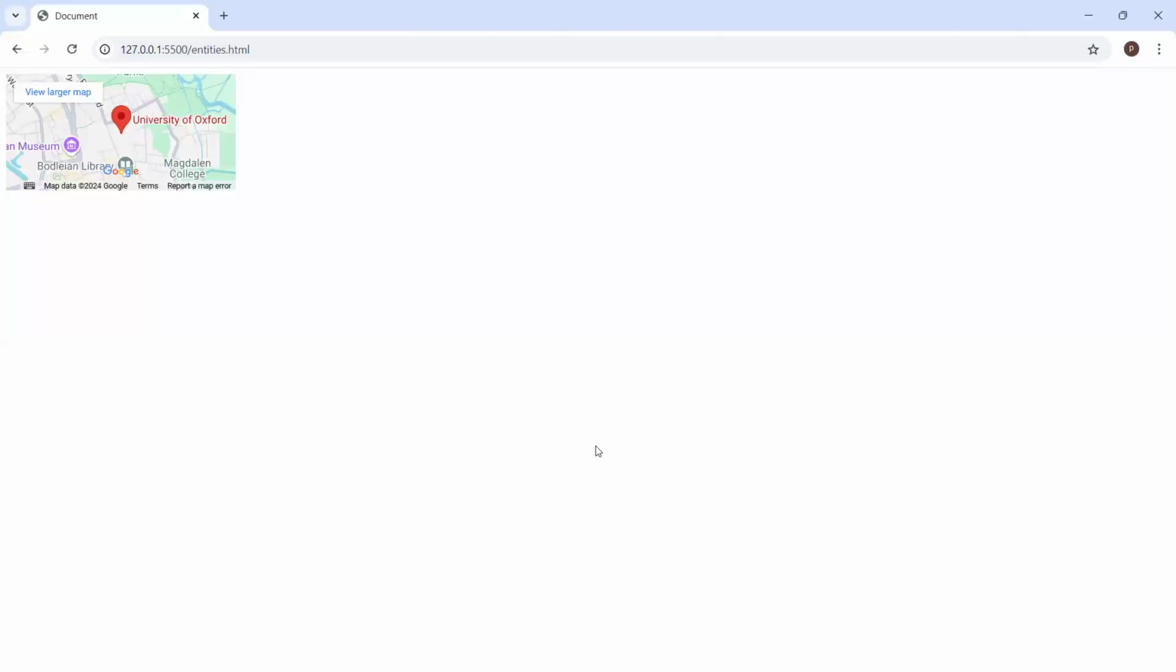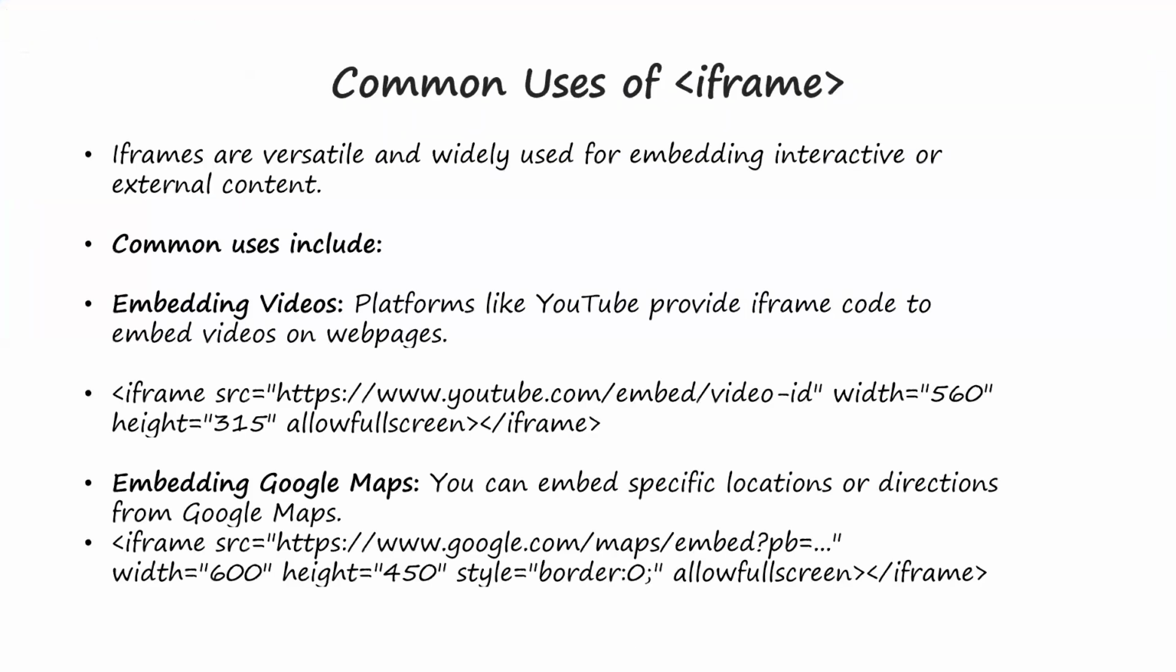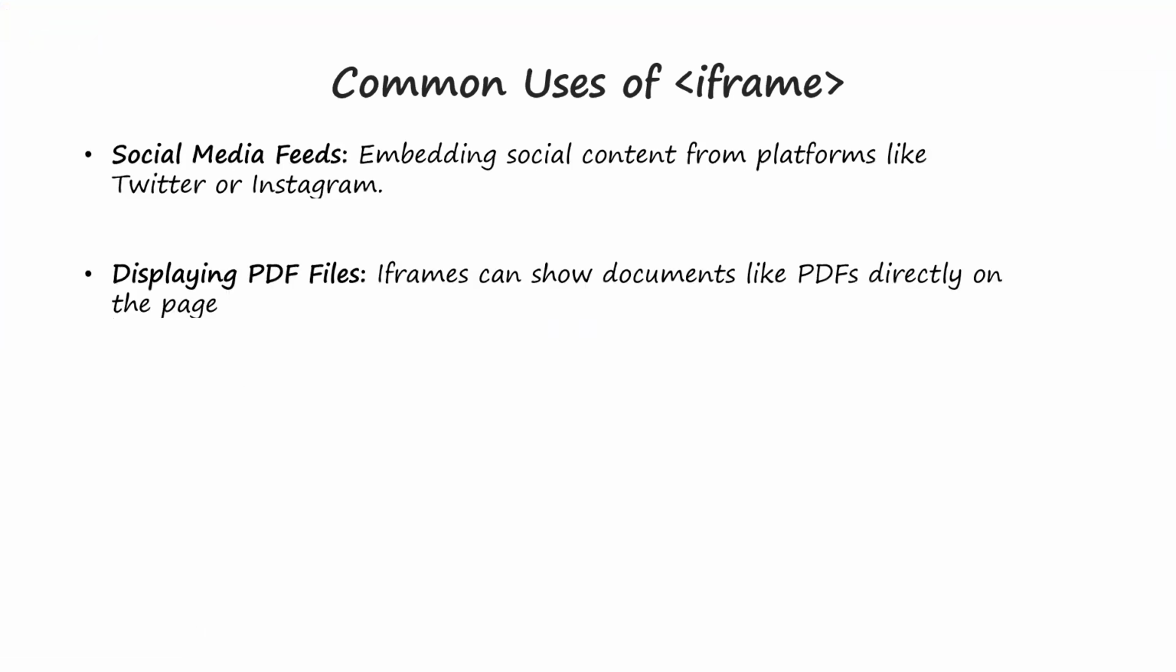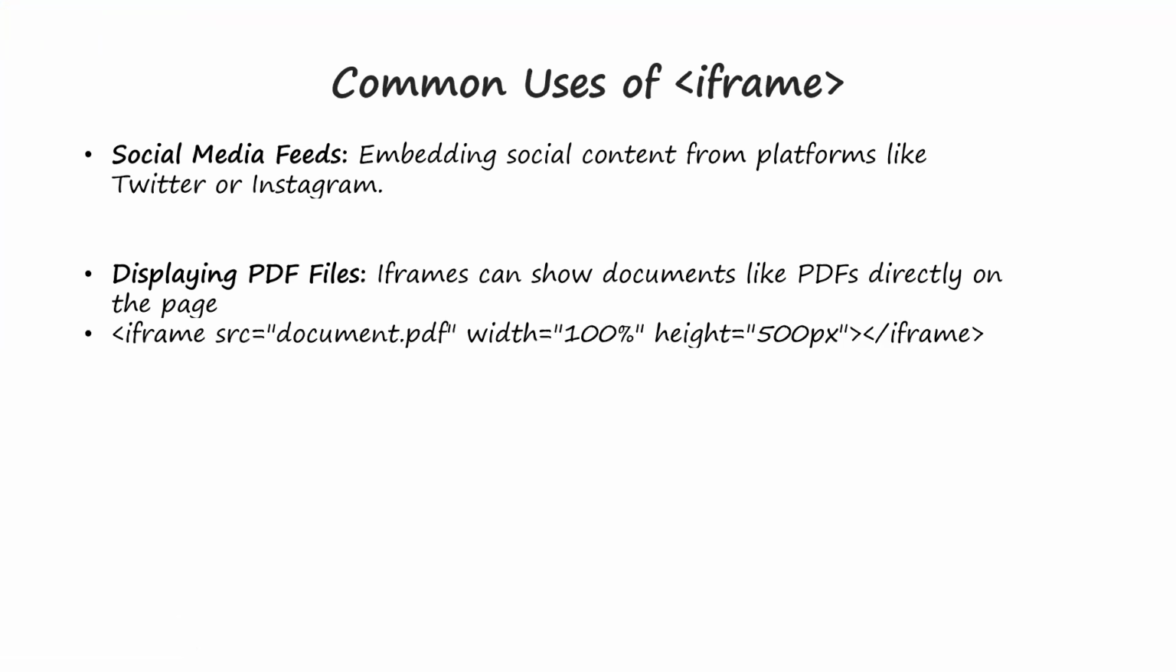But the point is this: with the source, you can actually embed Google Map on your web page. You can also do social media feeds. You can display PDF files. All you have to do is the source will just point to the PDF file that you want to display, just like we did for image and we did for HTML too.